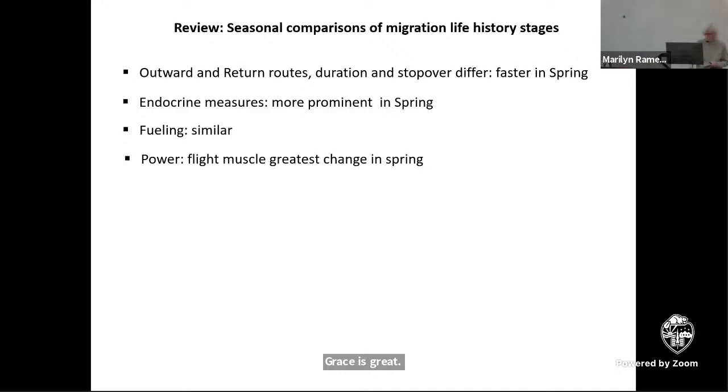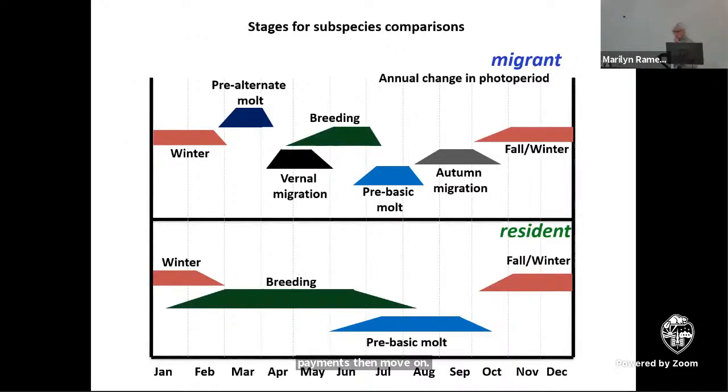Okay, let's then move on to the subspecies comparison. And this created another sort of conundrum. Once again, we've got these two arrays. And what we want to know is, outside the migration life history, outside of the breeding phase, let's make the comparisons when the birds are actually the most similar. Now, if you're doing a common garden experiment, it's not a problem because you're putting them in the same conditions. So what we were trying to do here is to find those stages that would be the most meaningful.